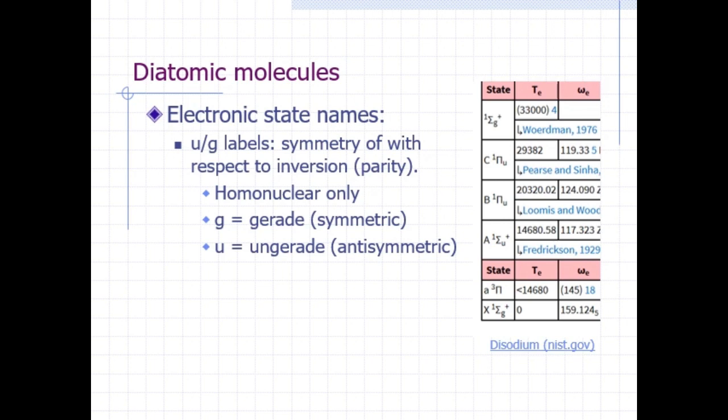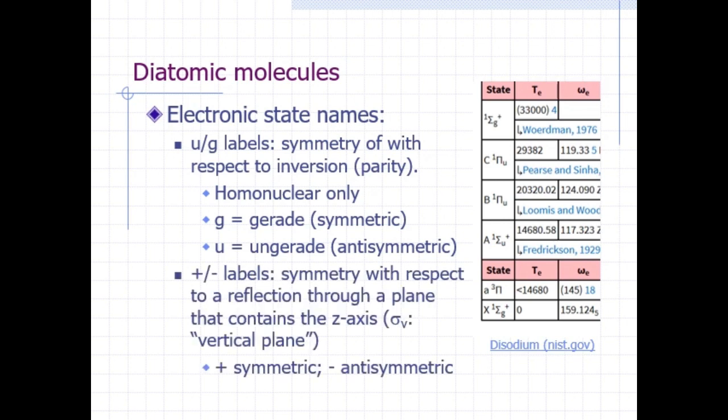How about the plus or minus labels written as superscripts? They tell us whether the wave function for a sigma state is symmetric or antisymmetric with respect to reflection through a vertical plane. A vertical plane, also called a sigma v plane, is one that contains the z-axis. For example, reflecting through the xz plane means replacing coordinate y by negative y. A plus label means that the reflection does not change the wave function. The wave function is symmetric with respect to reflection. A minus label means that the wave function is antisymmetric with respect to reflection.